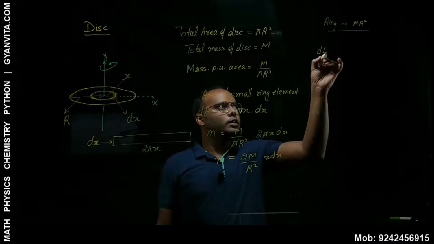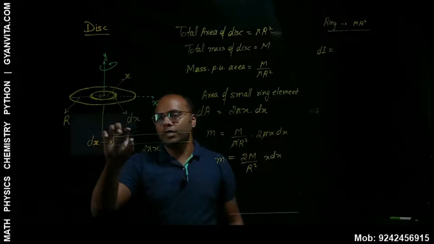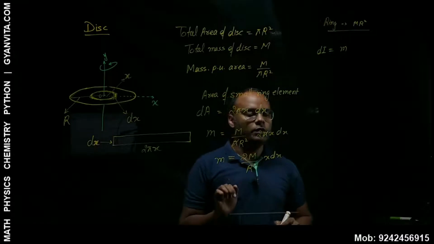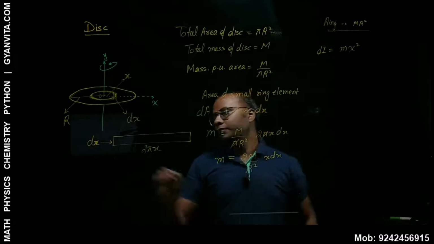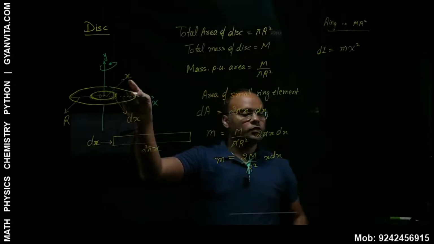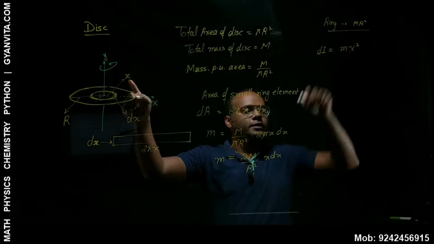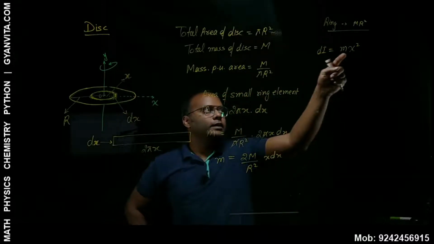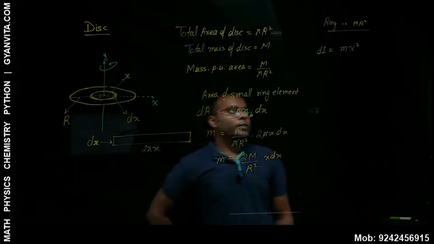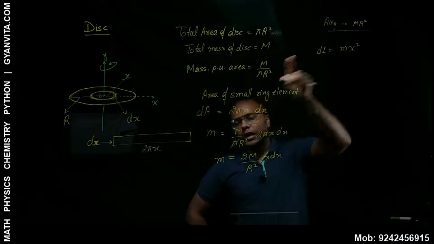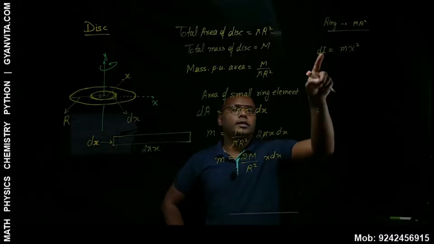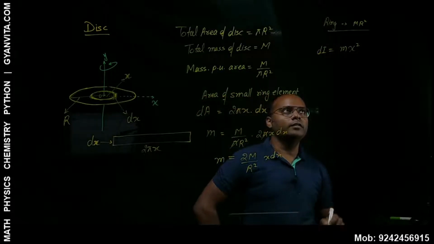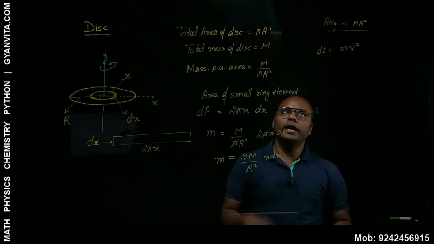So dI, that is the moment of inertia for only this segment, will be equal to the mass which we have found out here into x square, which is actually the radius of the ring. So it is m into r square, where r is the radius of the ring. Here the ring's radius is only x. So that is actually dI, that is m x square. So what does it show? That if x changes, mass will change, and even the dI will also change, right? So now if I have to find the total moment of inertia, then I'll have to integrate it.